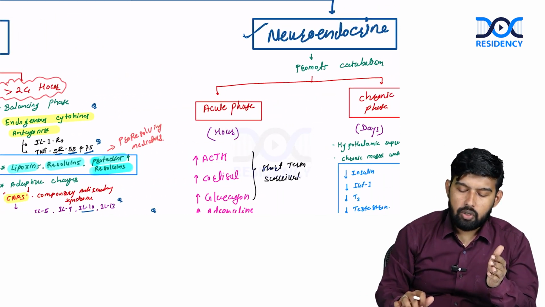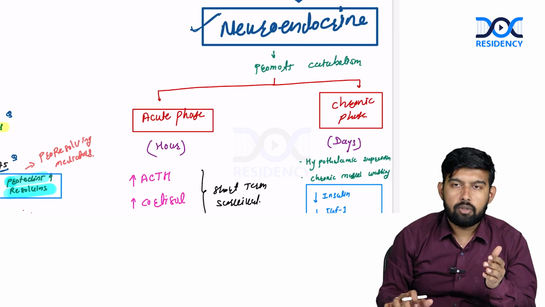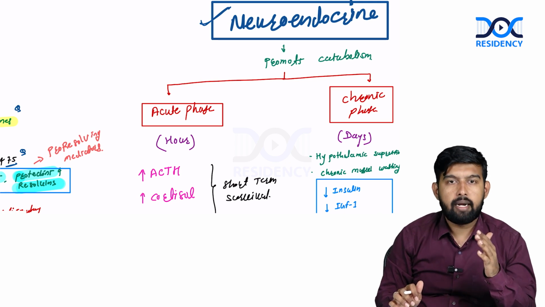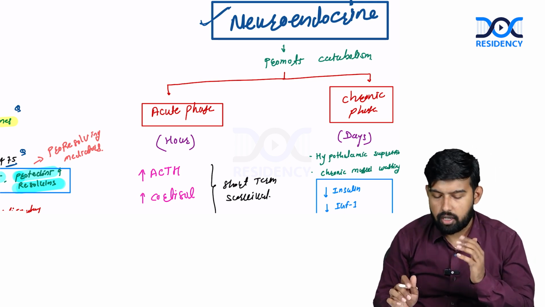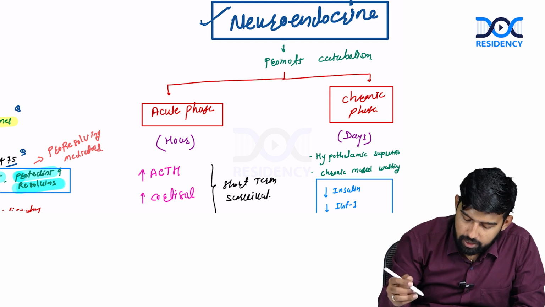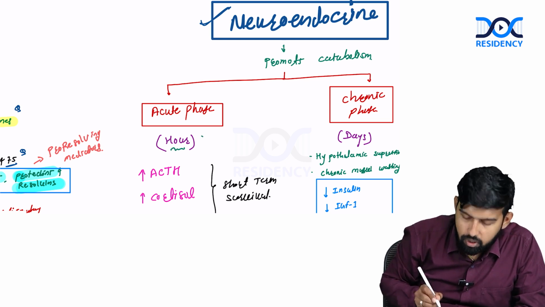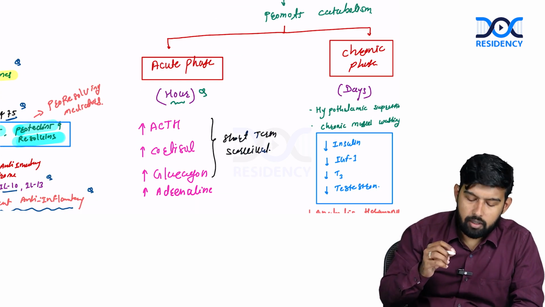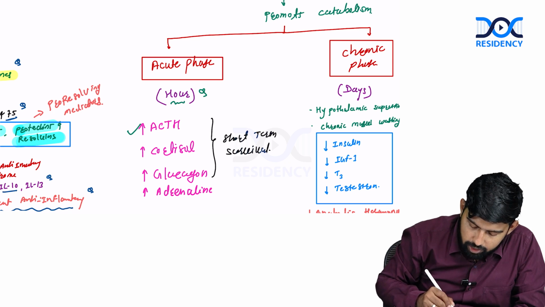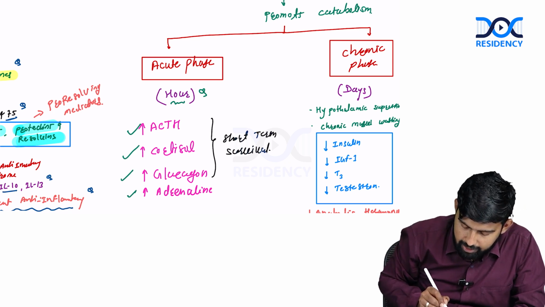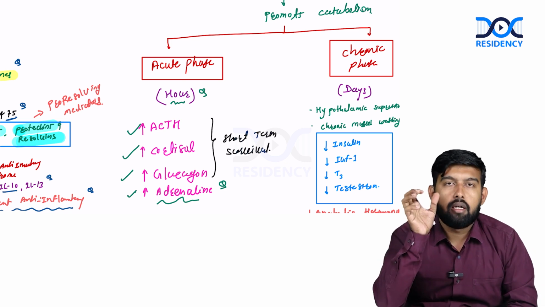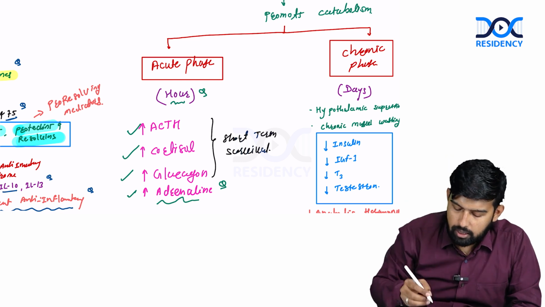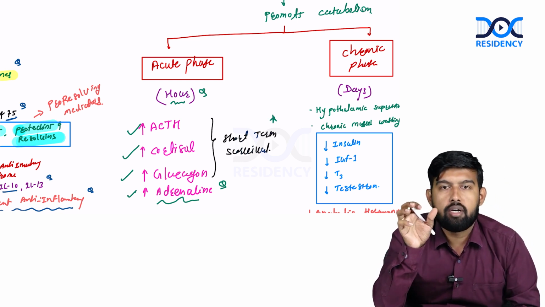Let's start with the neuroendocrine response by the body to the injury or trauma. This response can be classified as an acute phase response and a chronic phase response. Acute phase response is a response which occurs within hours of the trauma or surgery, and this is mediated by the increase in the concentration of ACTH, cortisol, glucagon and adrenaline, and these are the stress hormones which are responsible for short term survival, as our body tries to increase these hormones.